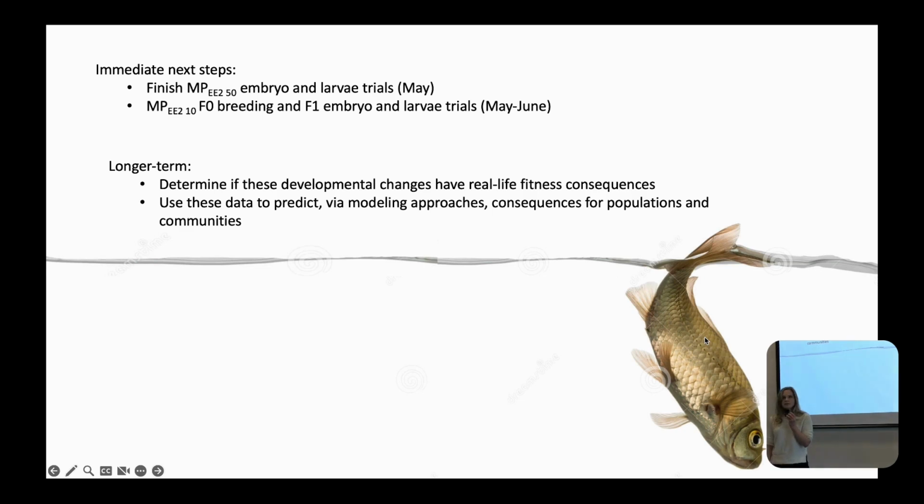So our next steps are, we're just finishing up this transgenerational experiment. We have one more treatment to test. And then our longer term goals, our next steps would be to determine whether or not these developmental changes in behavior that we see, hyperactivity in the lab, translate into actual changes in individual level fitness in the field. And then how can we use those data via modeling approaches to predict what these individual level consequences are for populations and communities downstream in natural environments.